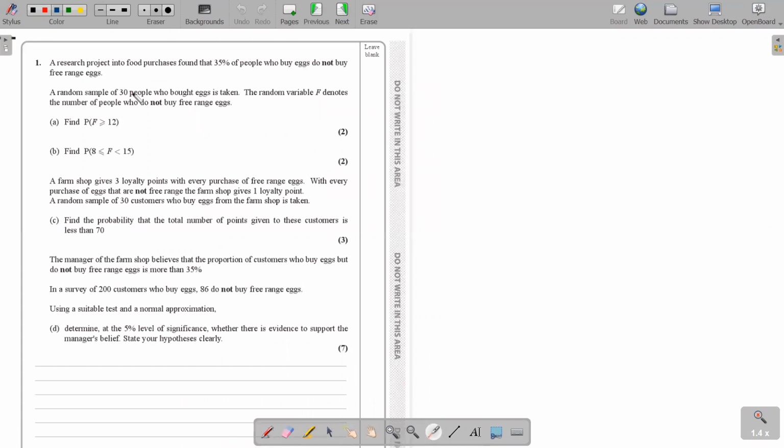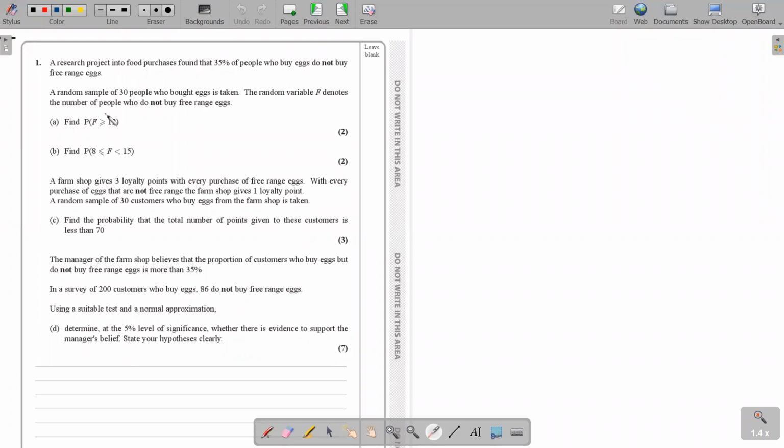Question number 1. A research project into food purchases found that 35% of people who buy eggs do not buy free-range eggs. A random sample of 30 people who bought eggs is taken. The random variable capital F denotes the number of people who do not buy free-range eggs. So they are asking you, part A, find the probability capital F is greater than or equal to 12.